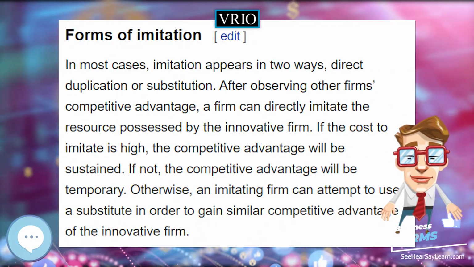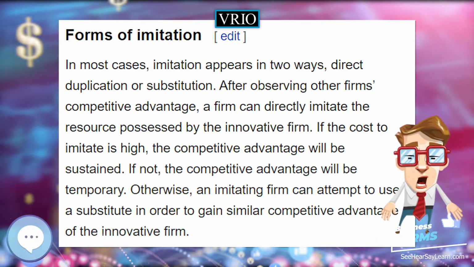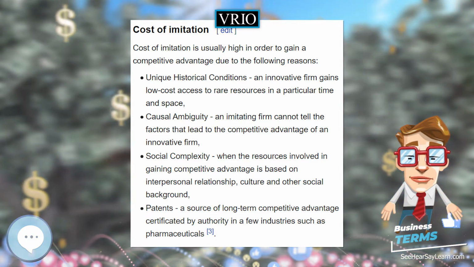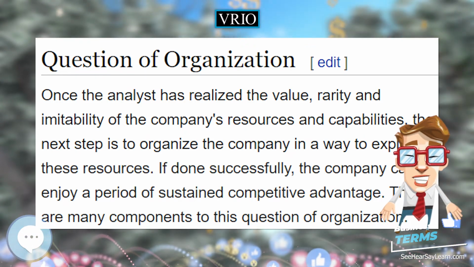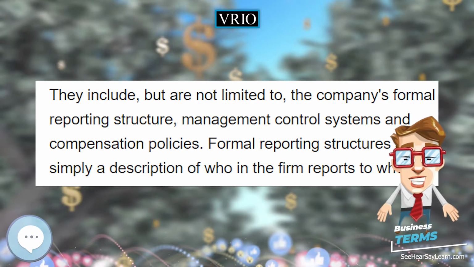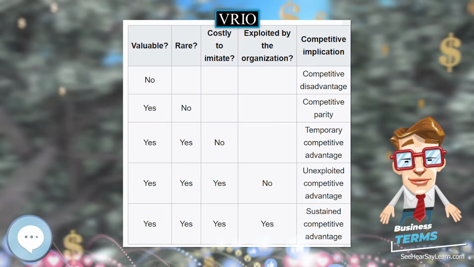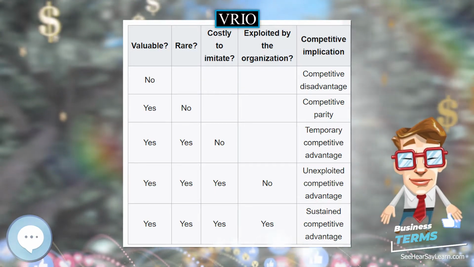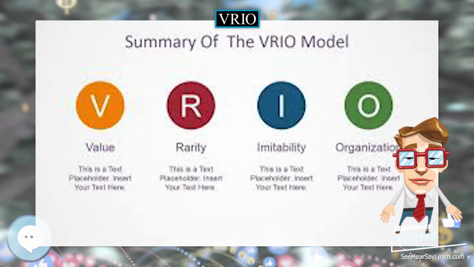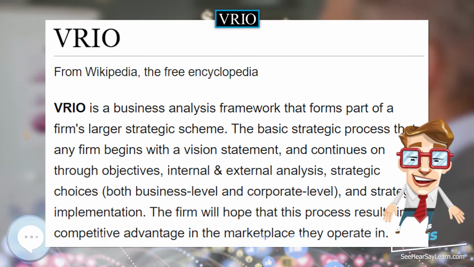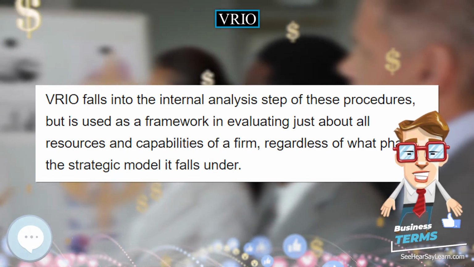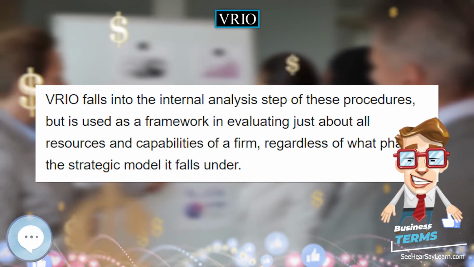Question of value. The basic question asked by the V in the VRIO framework for internal analysis is: is this resource or capability valuable to the firm? In this case, the definition of value is whether or not the resource or capability works to exploit an opportunity or mitigate a threat in the marketplace. If it does do one of those two things, it can be considered a strength of the company. However, if it does not, it is a weakness. Occasionally, some resources or capabilities could be considered strengths in one industry and weaknesses in a different one.